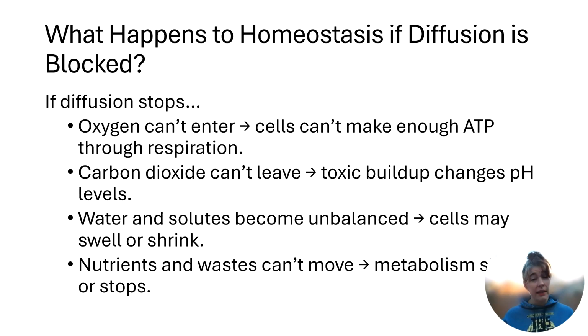What happens to our enzymes if we change the pH levels? Well, enzymes can denature, they can turn off if we change the pH too much. Water and solutes become unbalanced. Cells may swell or shrink, hyper or hypotonicity, and nutrients and waste can't move. So your metabolism is going to slow or stop.